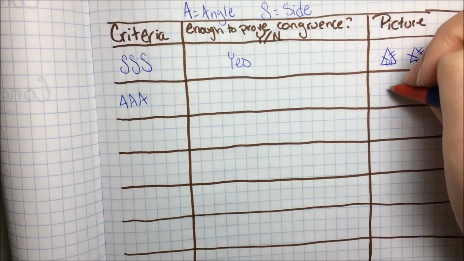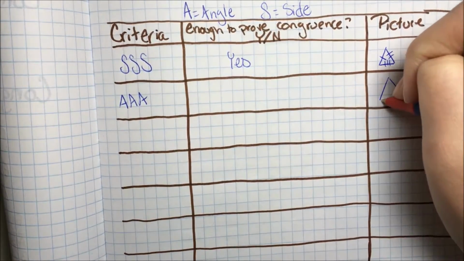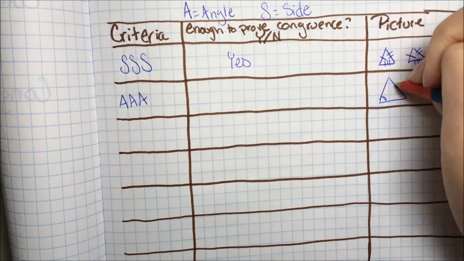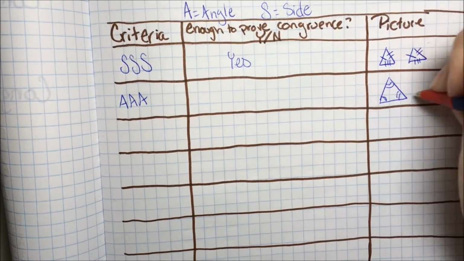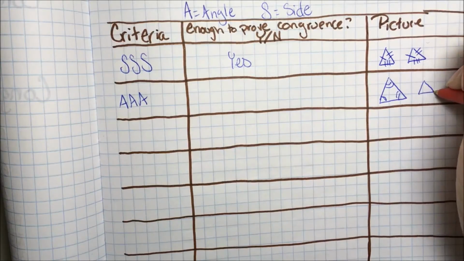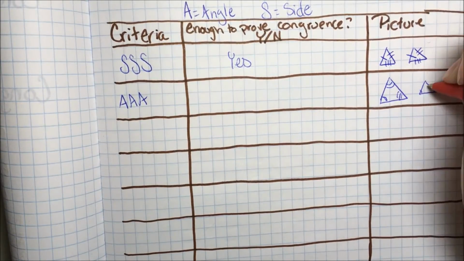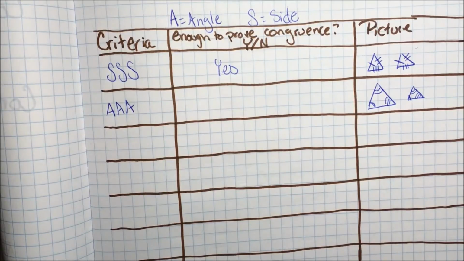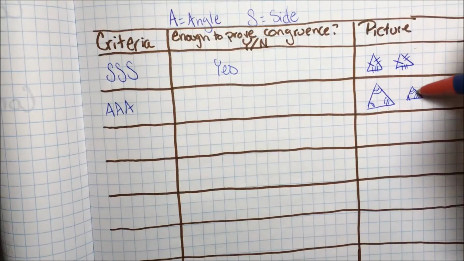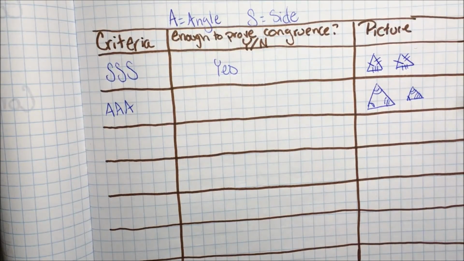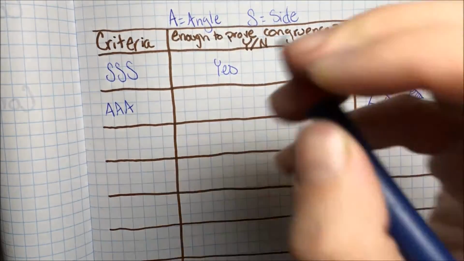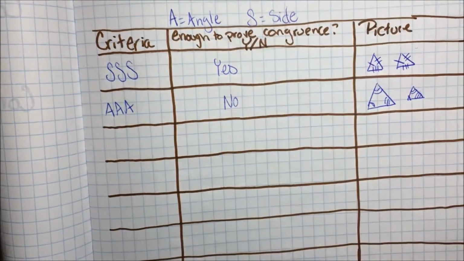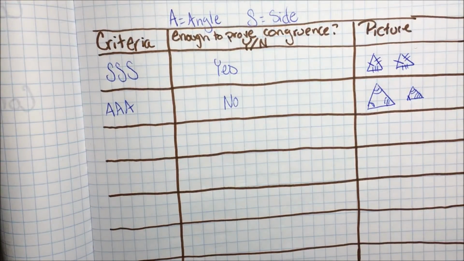The next congruence criteria is angle, angle, angle. So this is saying if we have two triangles whose angles are all congruent, and this actually does not work because we can shrink or expand the triangles, make them smaller or bigger, without changing the angle measure. And so this side right here isn't going to map onto this side because it's much longer than the other one, even though the angles are the same. So this is not enough. Angle, angle, angle does not work, okay?